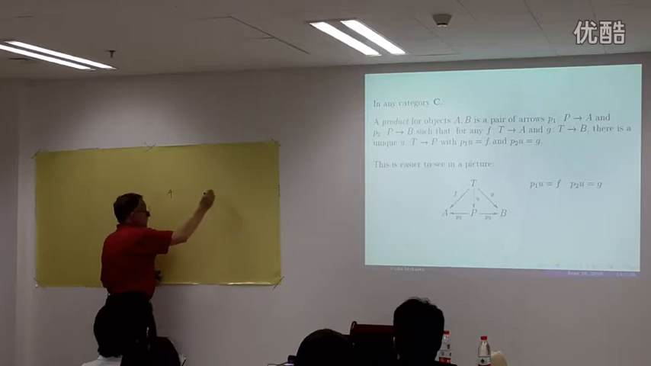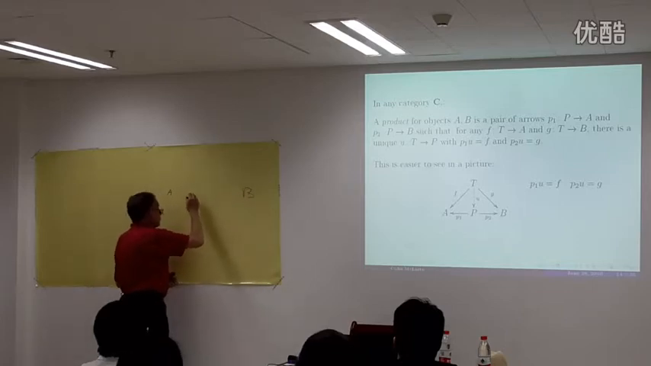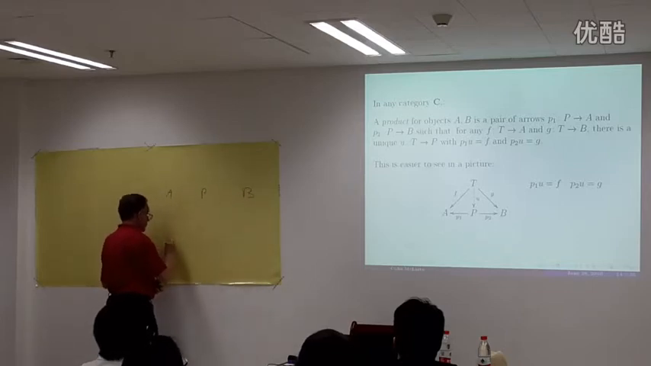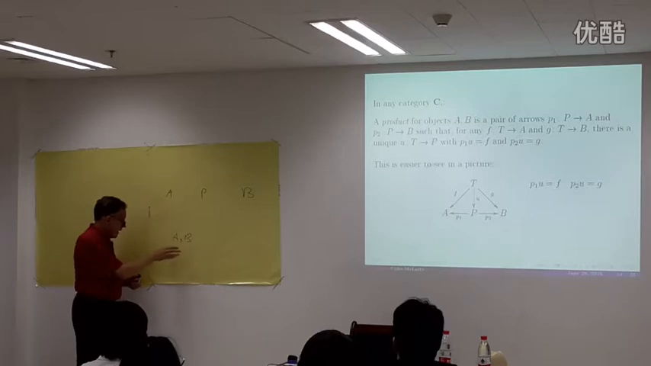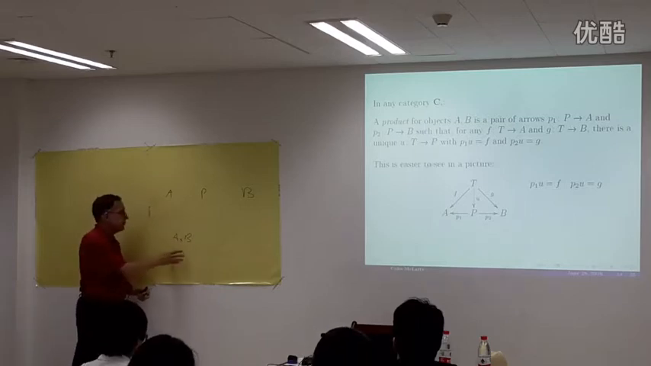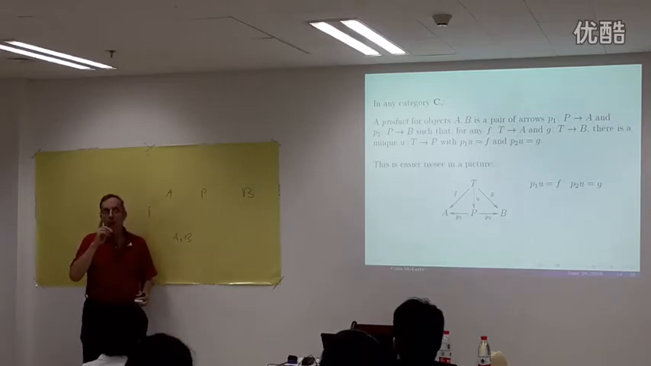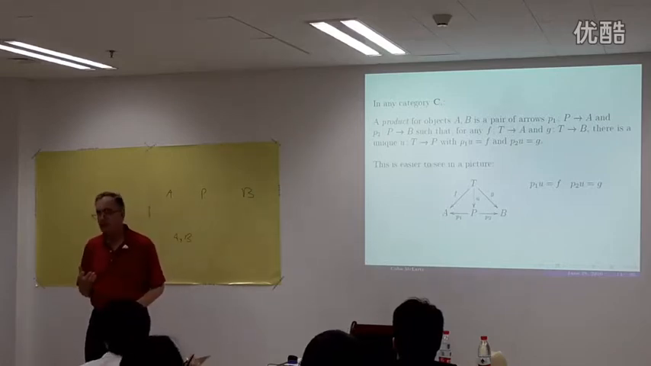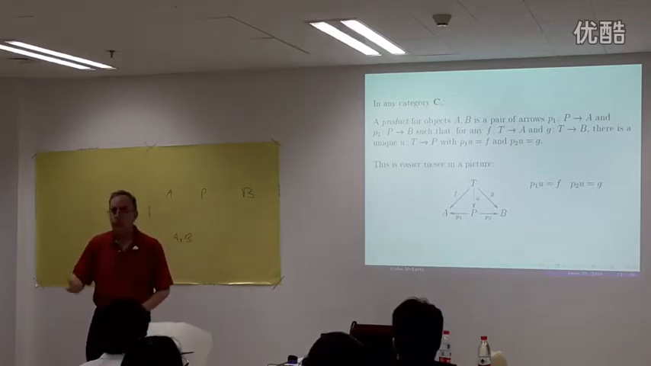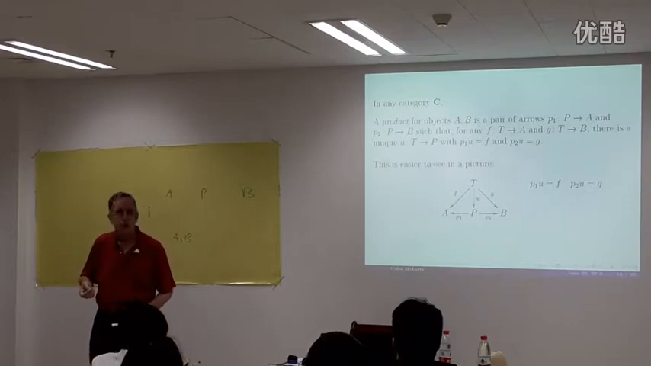Given objects A and B, a product for them is not just something like a Cartesian product in set theory. In set theory, we say A and B have a unique Cartesian product. It's a set of ordered pairs. But there's not a unique definition of ordered pair. There's really not a unique definition of Cartesian product. You might pick one and use it, but you know there's lots of others that work just as well.